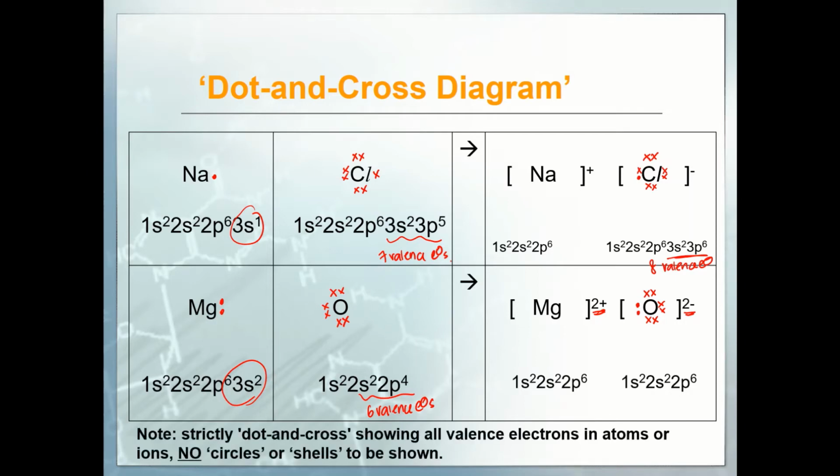When we are drawing dot and cross diagrams, please make sure that it's only dots and crosses. Usually we don't show any other symbols. And please do not draw the circles to show the shells. We are only interested in the valence electrons, that means the outermost electrons.